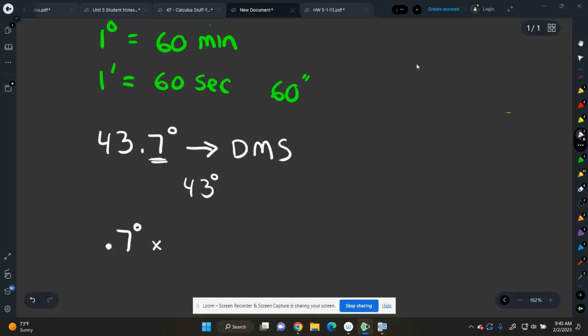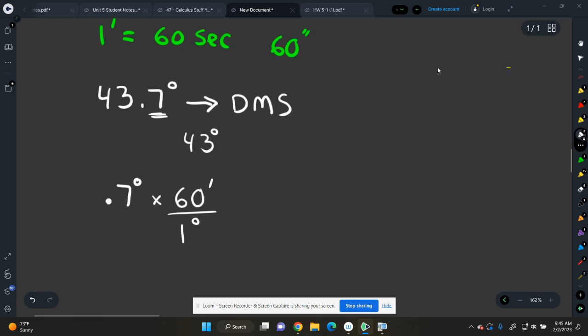Now let's convert that to minutes, where there are 60 minutes in 1 degree. So we multiply by 60. What's 0.7 times 60? Is it 4.2 or is it 42? 42. 42.0 minutes. Somebody double check that on their calculator. Okay, thank you. So 43.7 degrees is equal to 43 degrees, 42 minutes, and that went evenly, so I have 0 seconds.